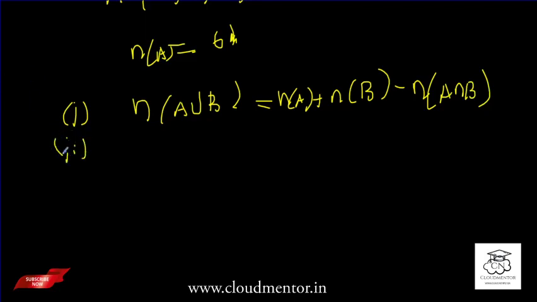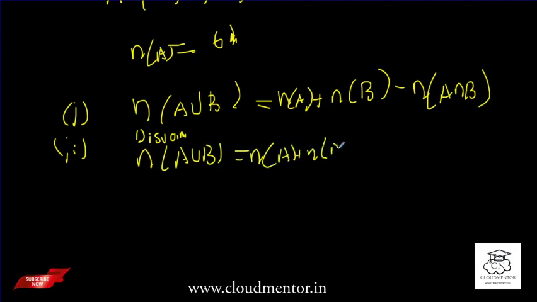And like that, if A and B are disjoint sets, then n of A union B equals n of A plus n of B itself. There is no need for n of A intersection B because it will be an empty set, that is, the number of elements will be zero.